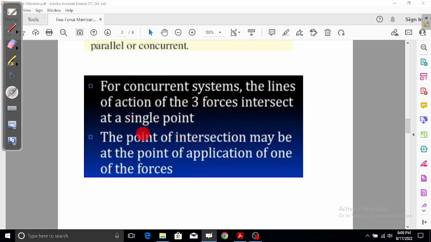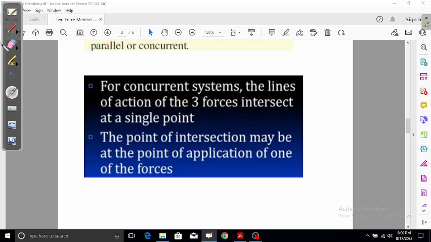And what about this single point? This point of intersection may be at the point of application of one of the forces, or it may not be. It can be in space also. And if they are all converging at a single point, it will be treated as a three-force member. Okay, but whatever plane you are talking about, the intersection must be coplanar.